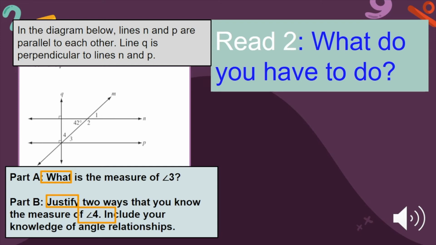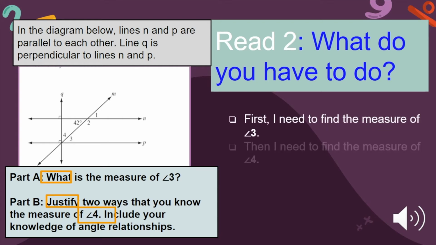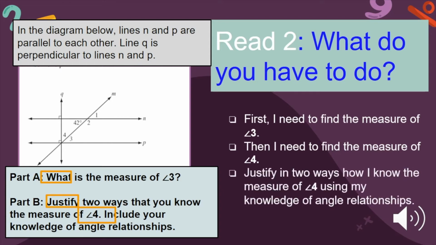I need to find the measure of angle 3. Then I need to find the measure of angle 4. Lastly, I must justify the measure of angle 4 in 2 ways using my knowledge of angle relationships. Now that we know what we need to do, let's keep going. We have one more read.